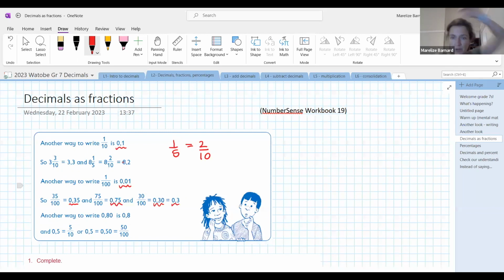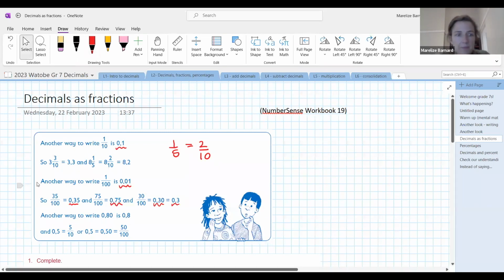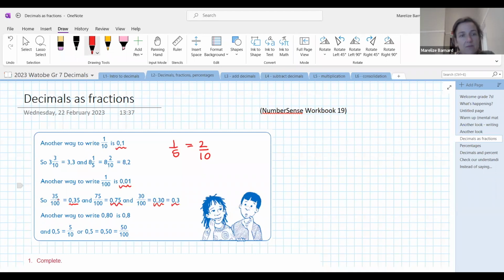just write 0,3. So another way to write 0,8 is 0,80, which is just 0,8. So basically the point is we don't have to write that 0 at the end. Okay, if it's not there and we're writing it, it means the same thing. 0,5 is 5 tenths, or 0,5 is 0,50, and 0,50 is the same as 50 hundredths.